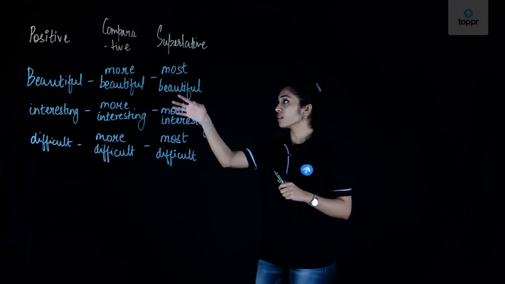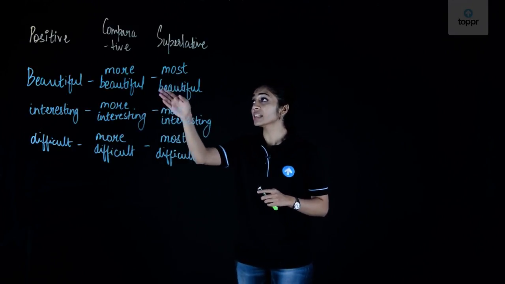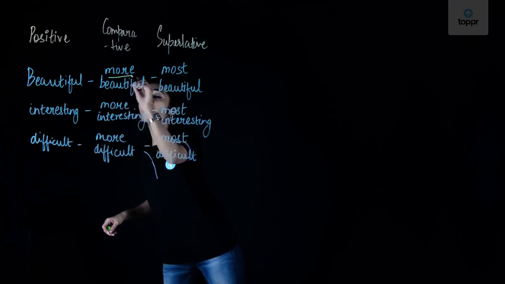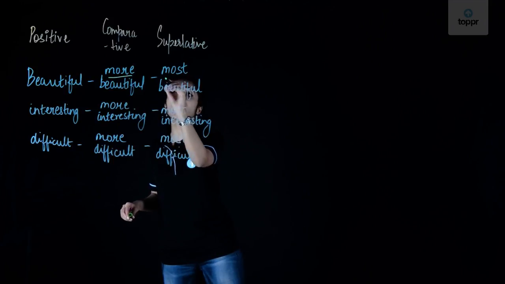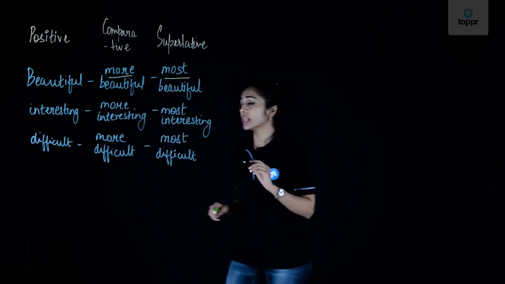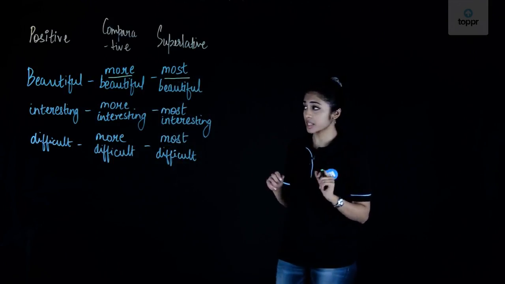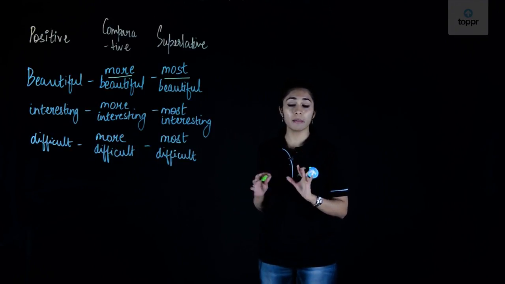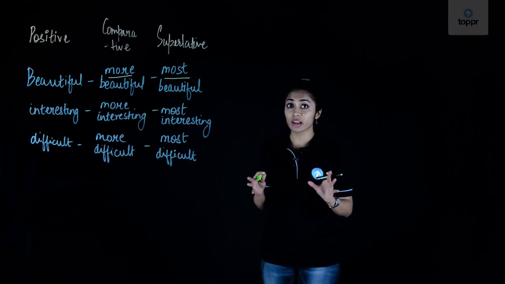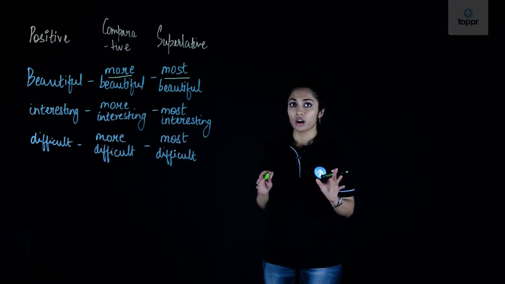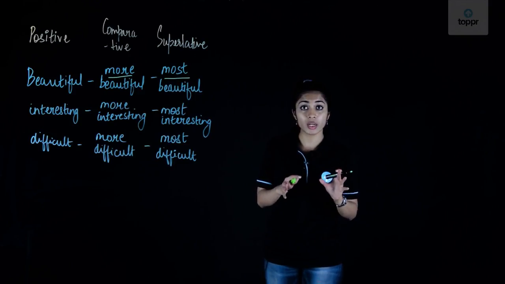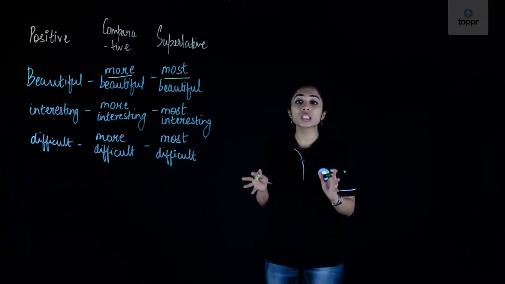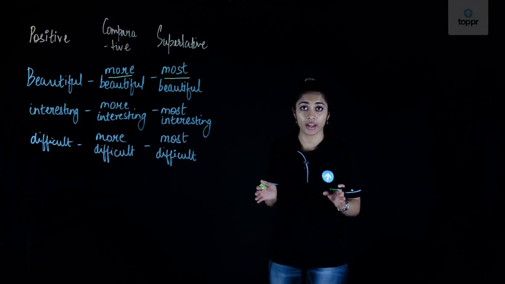So, the positive form is beautiful, the comparative becomes more beautiful, and the superlative form becomes most beautiful. Let's just look at the second word, which is interesting, more interesting, most interesting. So, I would say the book that I am reading right now is interesting. This book is more interesting than the last book I read, and I think this is the most interesting book that I have ever read.